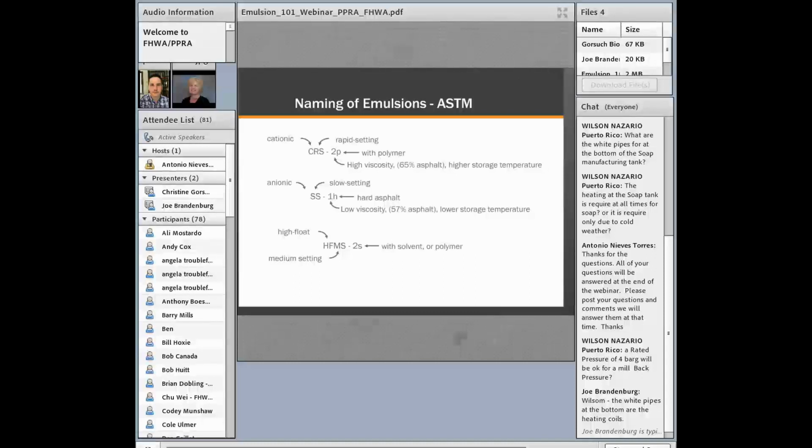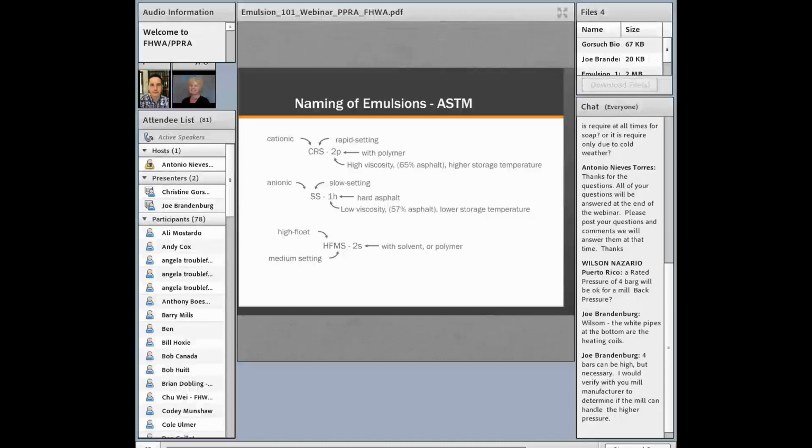In the first example, we have CRS-2P. This is a cationic rapid setting emulsion. The 2 is for viscosity. So 2 is for high viscosity, which is higher asphalt content and higher storage temperature of the emulsion. And the P means there's polymer. That could be in the form of polymer that's dispersed in the asphalt binder. If we had CRS-2L, that could be polymer in the form of a latex polymer.